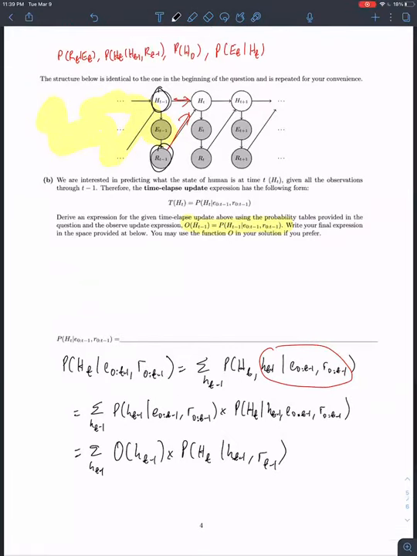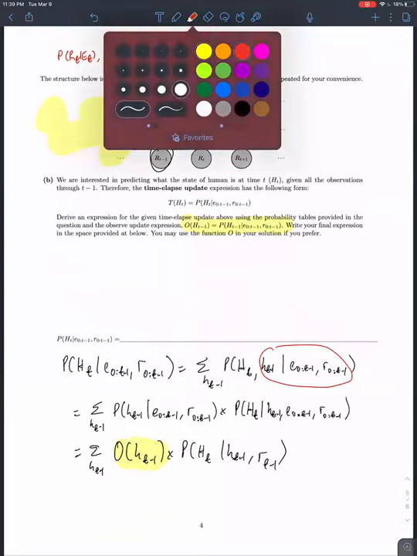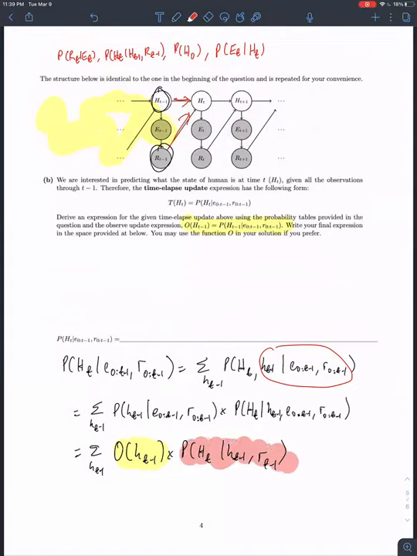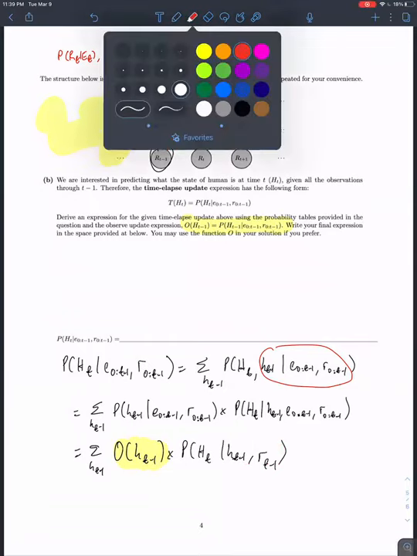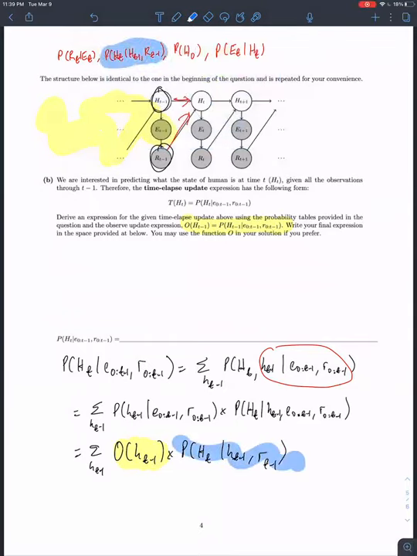And that's it. If you look at that, O of ht minus 1, that's something we have. And probability of ht given ht minus 1, rt minus 1, if I highlight that in blue, that's this conditional probability term that we have. So we can just write that out: sum over little h t minus 1, O h t minus 1 times probability big H t conditioned on h t minus 1, r t minus 1. All right, so that's the worksheet.